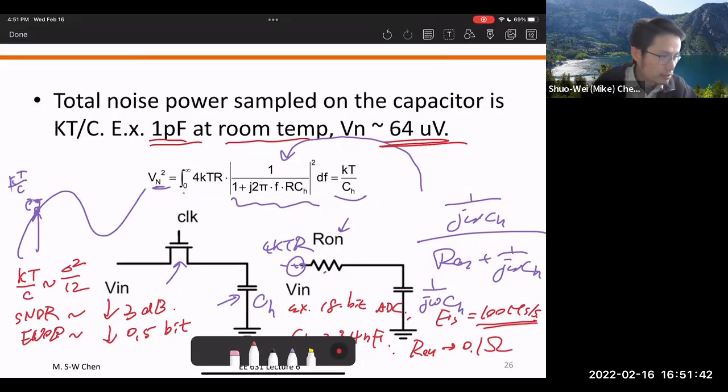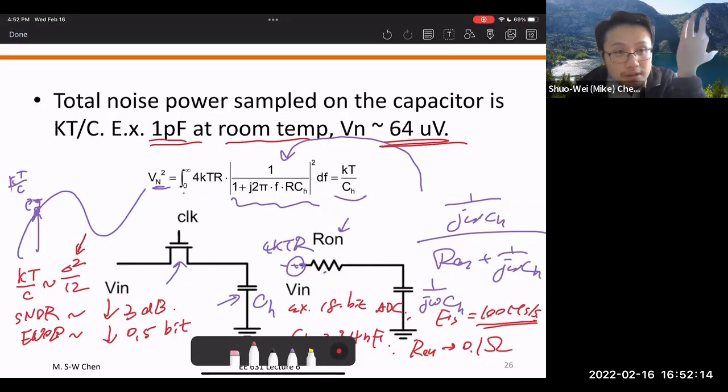Okay, so that just gives you a rough sense of the noise magnitude related to the sampling capacitors. And by the way, it's not always that when you design the ADC, you always need to worry about this. As you can probably imagine, if your delta is very large, right? So what does it mean that delta is large? Your delta is your LSB, right?